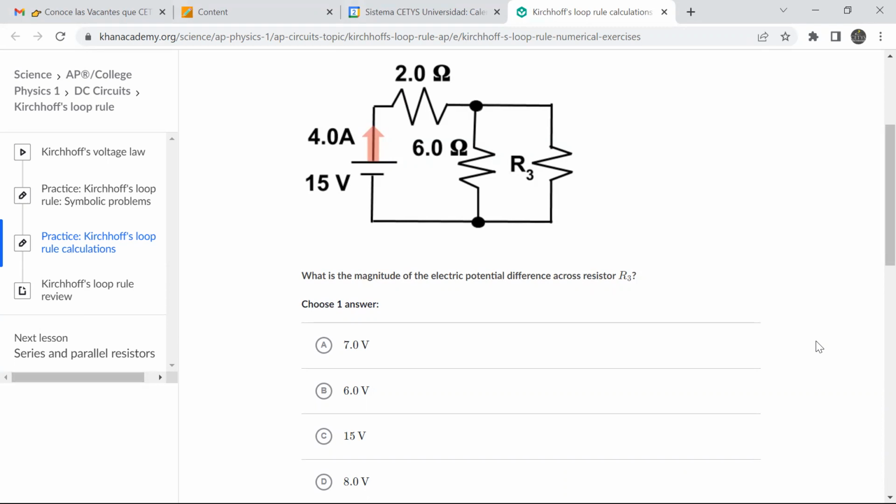So for this problem, now we've got an array there, and then we've got 3 resistors there. 2 of them we know the values, which is 2 ohms and 6 ohms. We don't know the value of R3. We've got a 15-volt power supply, and they're indicating the current that's going through that section.